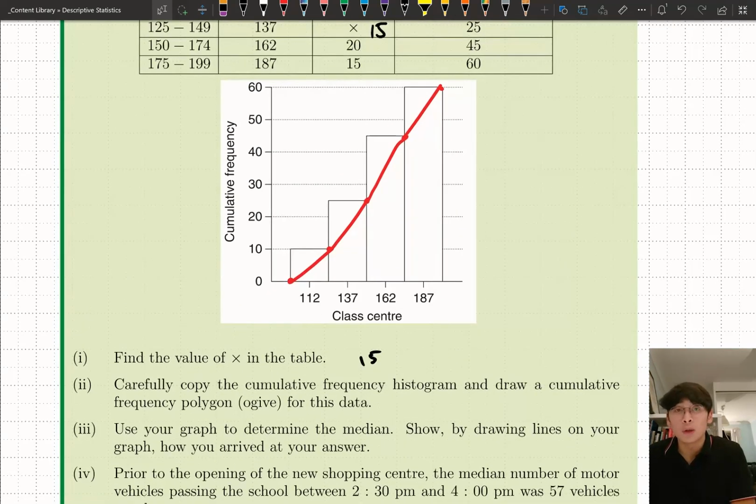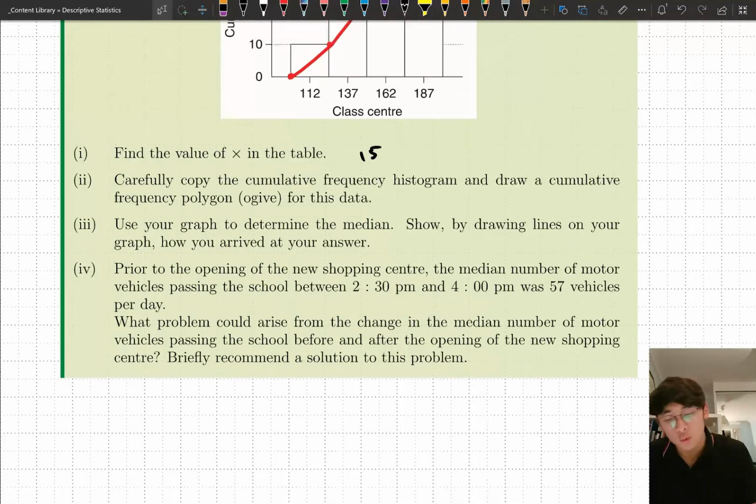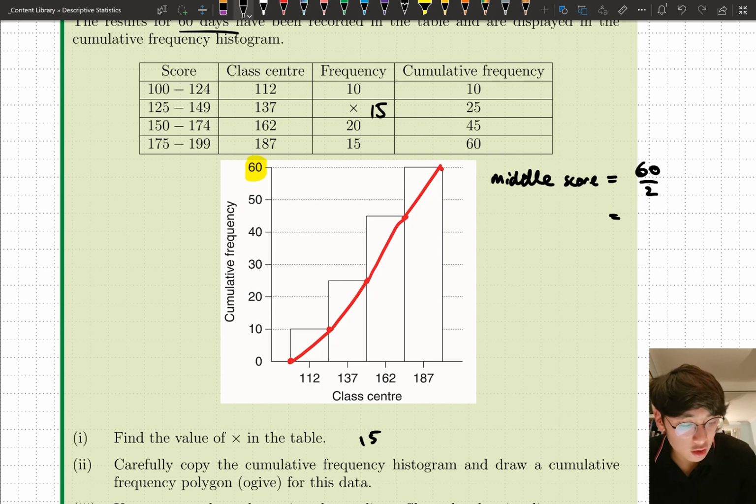Now with the median, all we need to do is look at our cumulative frequency histogram and ogive, and find what score we need for the middle. There were 60 scores altogether, 60 times that cars were recorded. So for our median, we want to find the middle of that 60. The middle score is going to be 60 divided by 2, which gives me 30. It's going to be our 30th score, but because it's an even number, we also need to include our next one, the 31st as well.